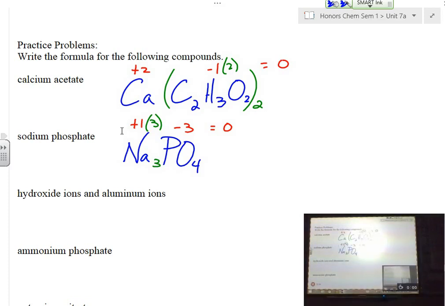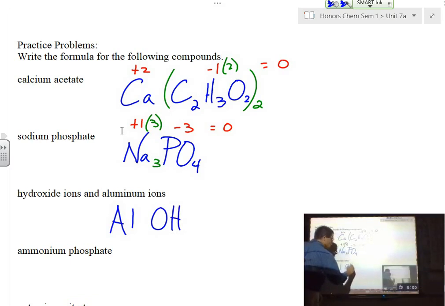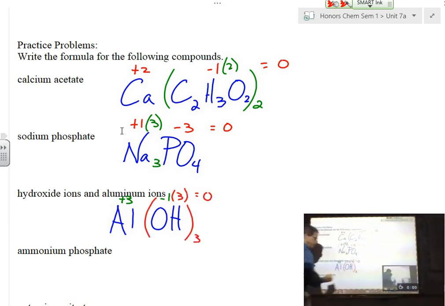Good. Hydroxide and aluminum ions. Who's my metal here? Aluminum, because it has a positive charge. So we'll put aluminum here, and hydroxide is OH. We used it earlier. So it's a -1, and what's the charge on aluminum? +3, good. So what do we do there? Good. So we need to have a 3 there. So wrap it up. So Al, parentheses, OH, close parentheses, 3.